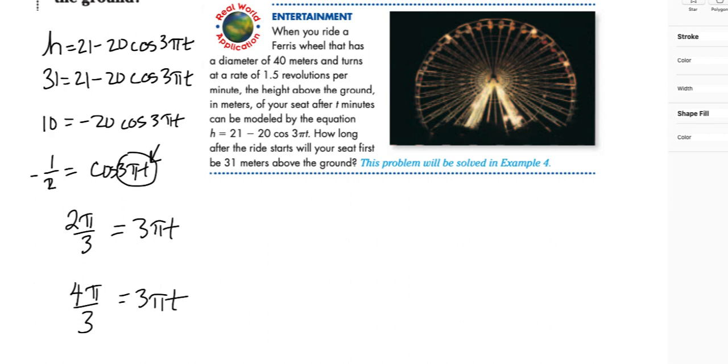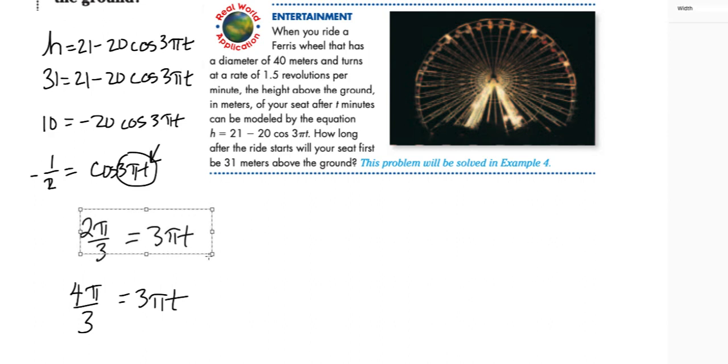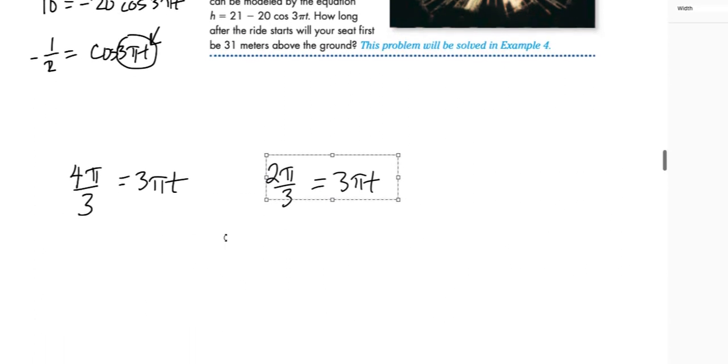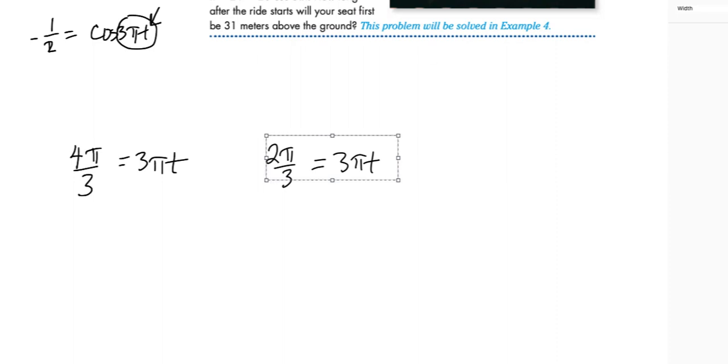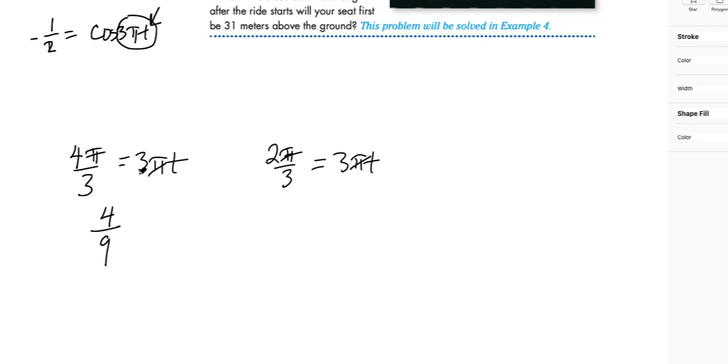Okay, so 3 pi t. And now this is going to give me the power to solve for t. Hopefully it makes sense that I'm going to factor out the pi's on both sides, so that goes away. Pi is really just a number. It feels like a variable sometimes, but it is a number. I'm going to get t alone by dividing both sides by 3. So this is going to be 4/9, when I divide by 3, I'm multiplying by 1/3, is equal to t, and over here I'm going to get 2/9 is equal to t.